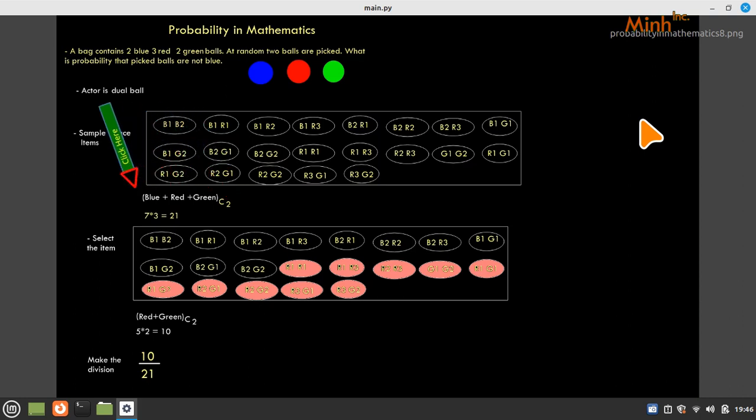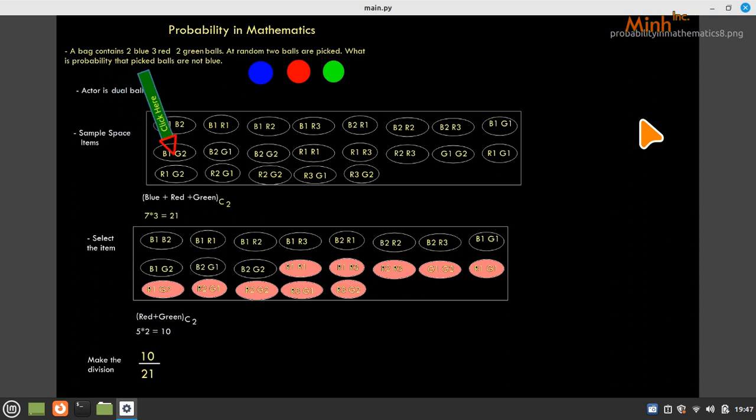So blue, red and green, whatever they are in the count, combination 2. So every time 2 are selected. So if I do that, it will become 21. Now, what we want is red and green combination 2 where blue is not there. So it will come as 10. So 10 by 21. Okay.